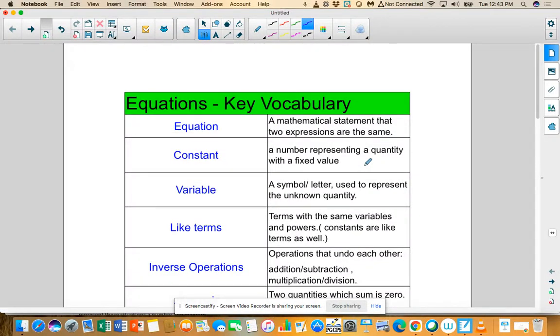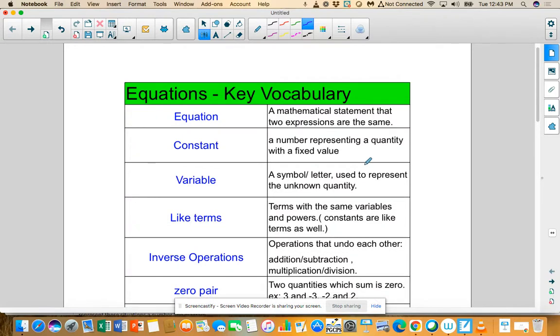Hello, class. I wanted to go over some vocabulary words that will help you deal with the topic we are working on, which is equations. There are some vocabulary words that you need to be familiar with to be able to deal with equations properly.